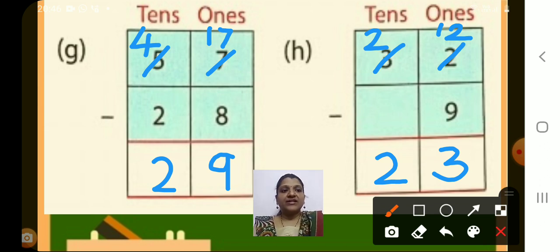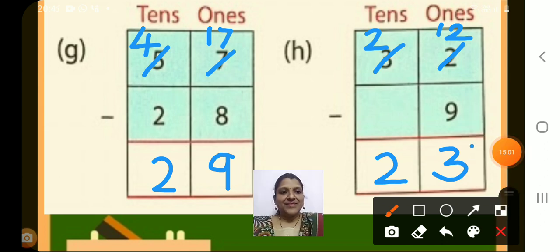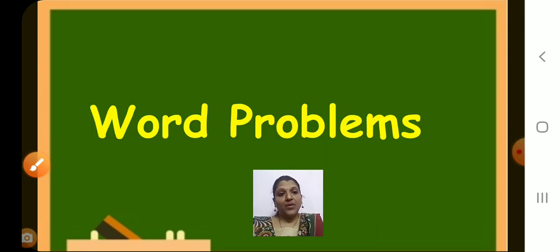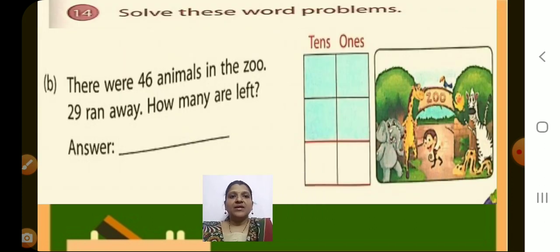Have you understood, children? Now, let us move to the next concept. Word problems. Let us see a word problem.